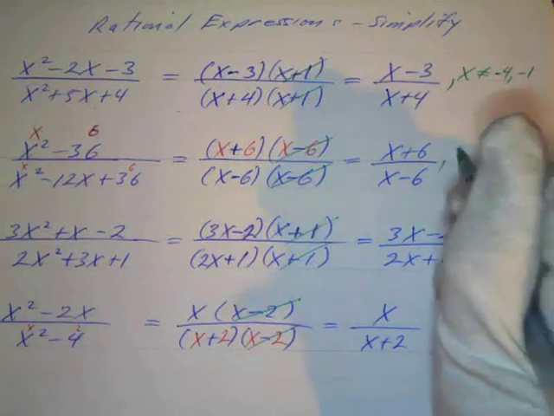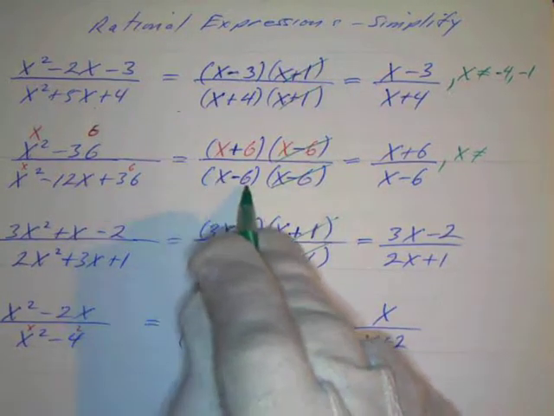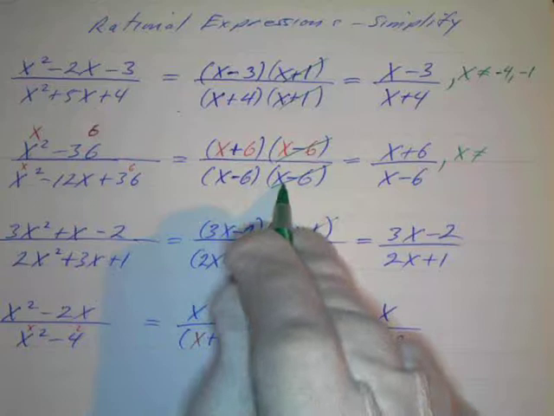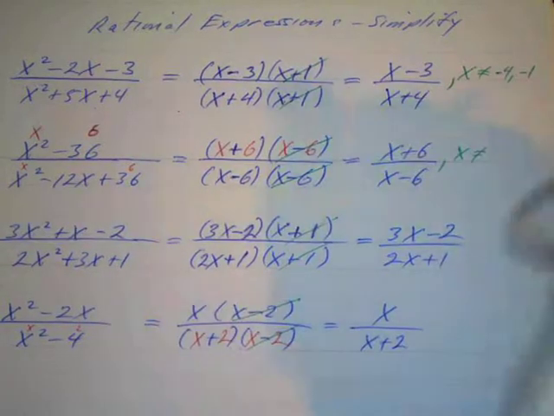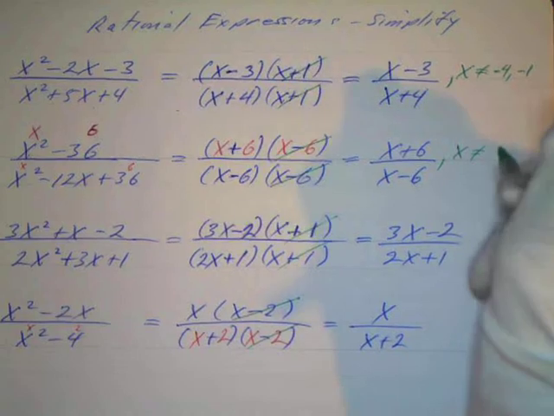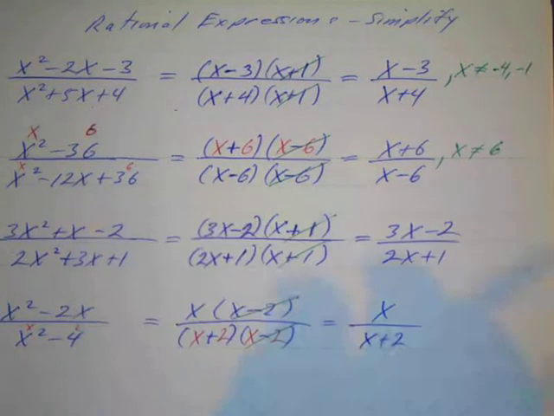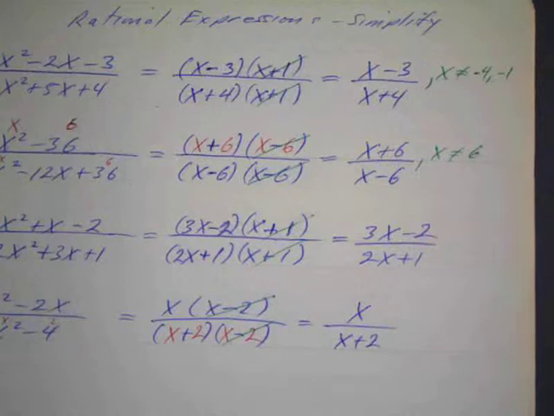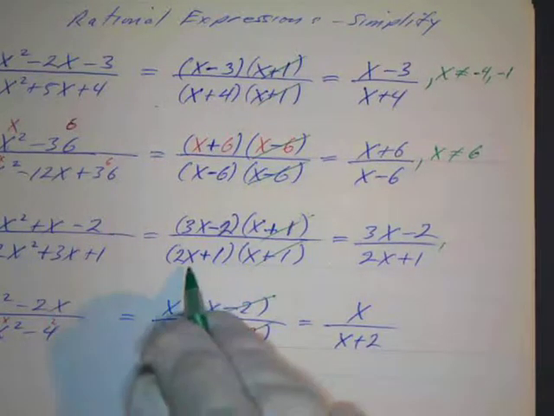Over here, x cannot equal 6, because 6 minus 6 is 0. If I've got negatives, it's the same thing, so it's the same one. So x cannot equal 6. In either case, 6 minus 6 is 0. We can't have that. Now over here, it's a little more complicated because we've got a fraction over here.